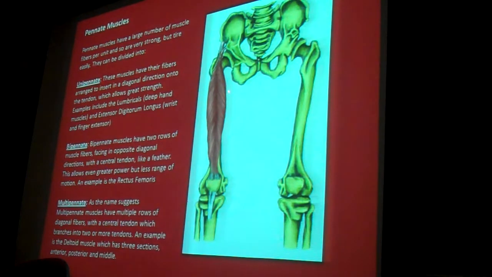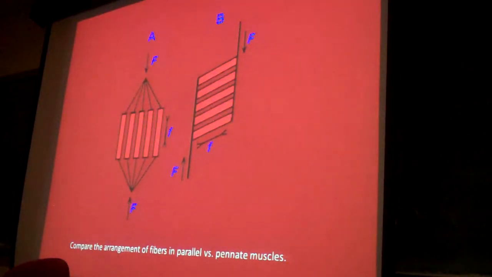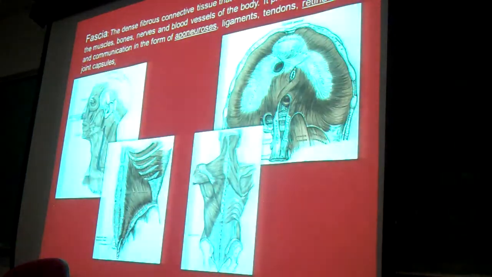Pinnate muscle, just know what it is. Oblique fibers, anything like that. Multipinnate, bipinnate. But the trick is that the fibers are coming in at an oblique angle so that you get that transmission effect. You get more power in low gear, basically. And that was just to show you the arrangement of the fibers.